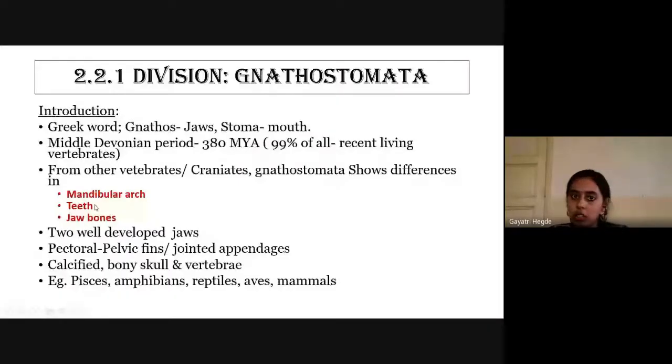Whereas in Gnathostomata, you will find two vertebral jaws. Okay, you will find paired fins. And in other animals, you will find appendages which have joints. Okay, jointed appendages. Then they have a calcified endoskeleton. In fishes there is cartilage also. So they have a calcified and bony skull, and even the vertebrae are of calcium, that is of bones. Okay. So examples of gnathostomatas are very easy. All the animals that you usually know: Pisces, amphibians, reptiles, aves, and mammals.